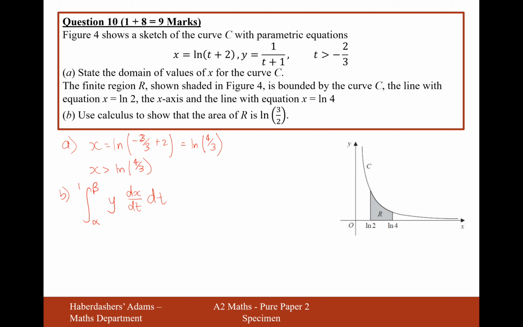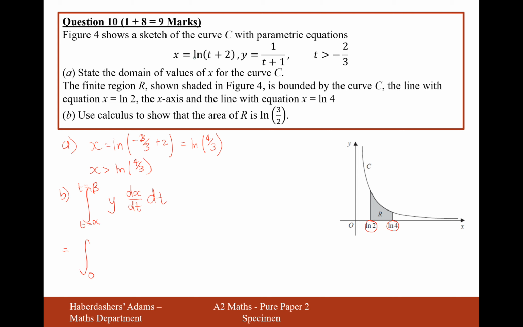Now, just a reminder, these alpha and beta values are in terms of t, whereas we know that these two values here are in terms of x equals ln 2 and x equals ln 4. That's not what we're looking to put into the boundary. But we know that the equation of x is equal to ln of (t + 2). So what value of t do we have to use to make ln 2? Well, we have to use the t value of 0.